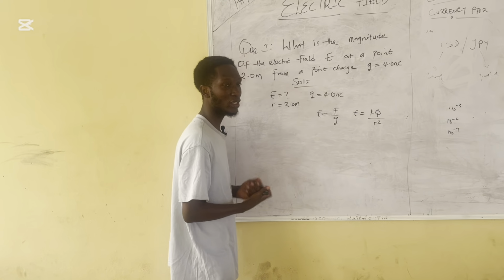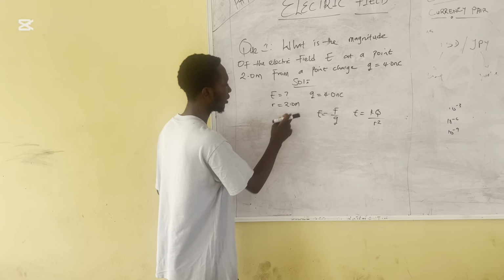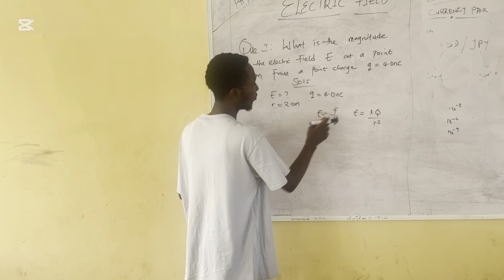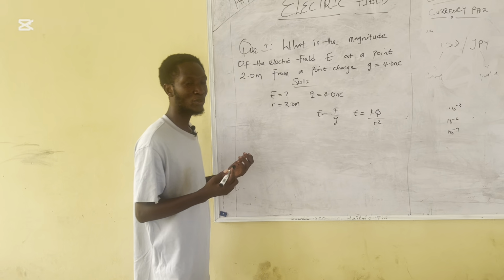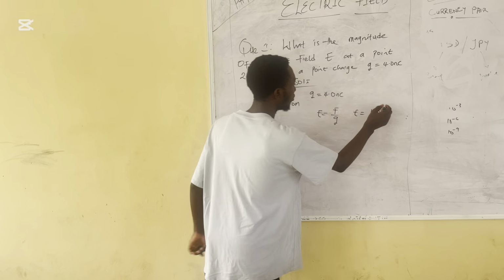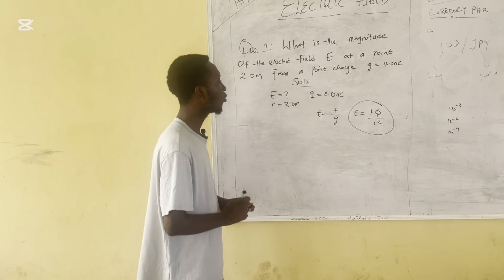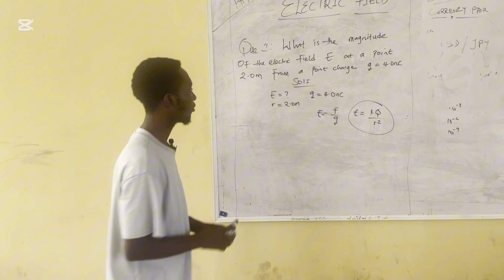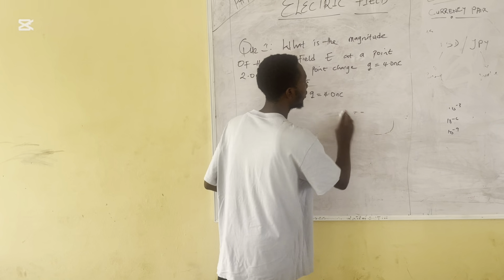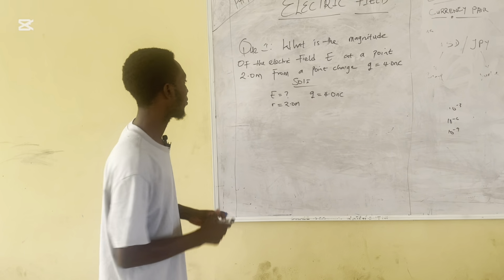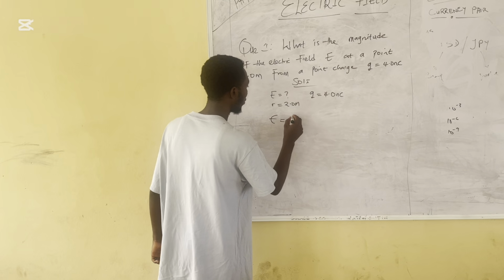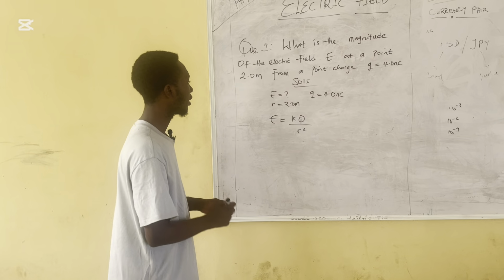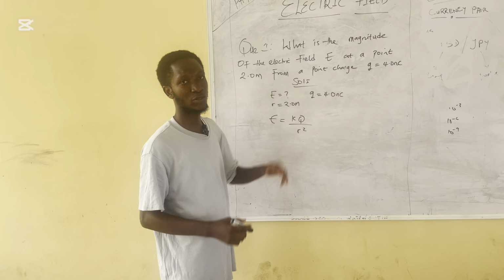K is a constant. We already know K. We're given Q and we're given R. But for the other one, we're asked to look for E, we're not given F, we only know our Q. So which one is the most suitable formula? This one is the most suitable, because most of what we were given, this formula has it. So therefore, we'll be using the second formula: E equals KQ over R squared, because it carries all the parameters we were given.